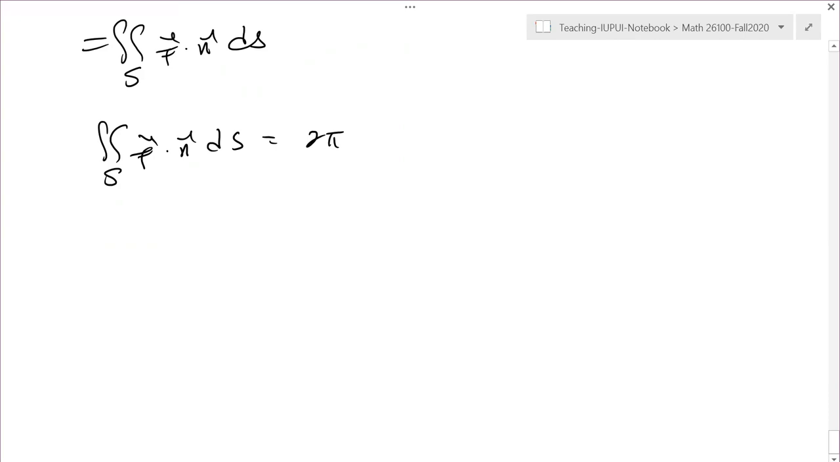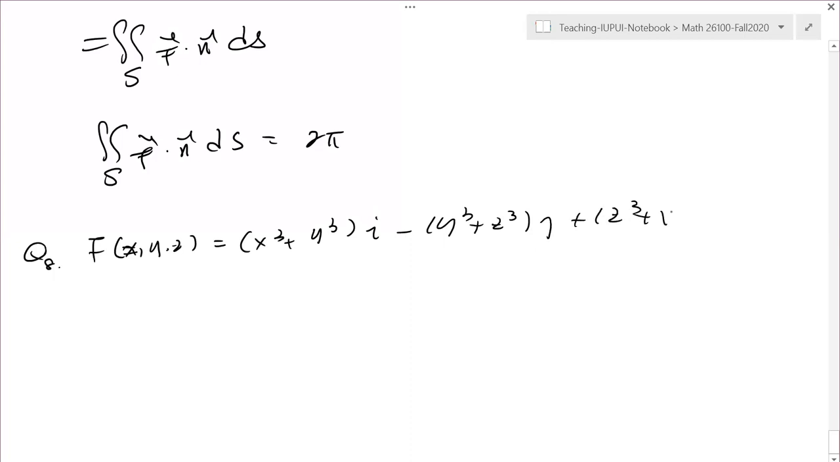Right, so let's take a look at the problems. I can do problem number 8. I can also do problems number 10 and 12. Let's do problem number 8. So the vector field is going to be, at every point, x cubed plus y cubed i, y cubed plus z cubed j, z cubed plus x cubed k. And S is a sphere with radius 2 and center at the origin.